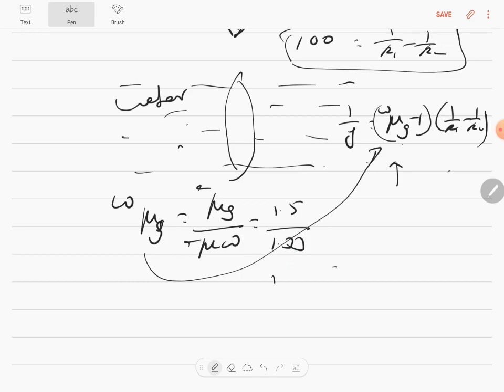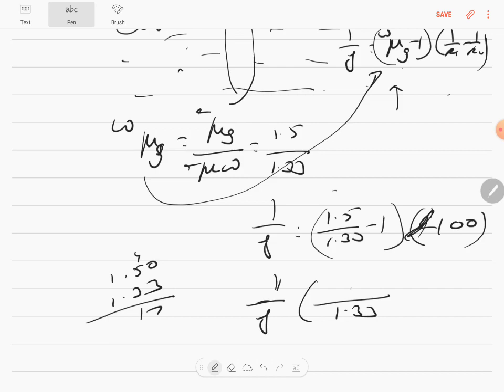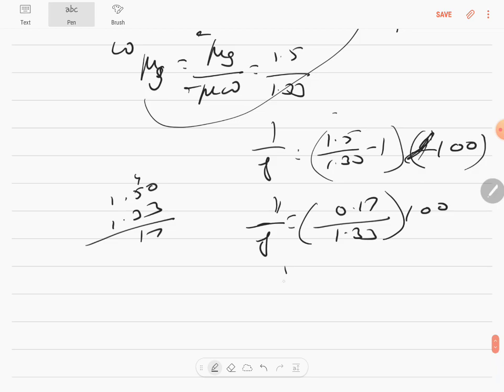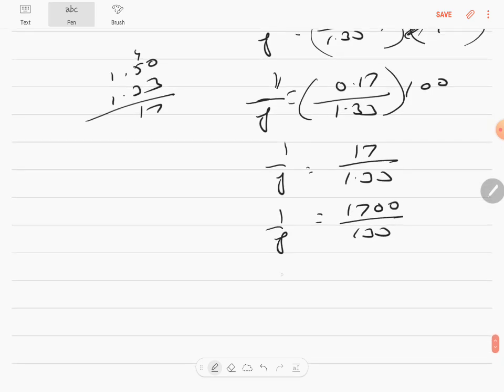So 1 by f is equal to 1.5 by 1.33 minus 1 into 1 by r1 minus 1 by r2, correct? Which is 1 by r1 minus 1 by r2 according to first equation is directly 100. So with this I can find 1 by f. இது LCM வந்து 1.33, 1.50 minus 1.33 will be 0.17 into 100. இது first multiply பண்ணிக்கலாம். 17 by 1.33 which will be 1700 by 133 is 1 by f, f therefore is 133 by 1700.